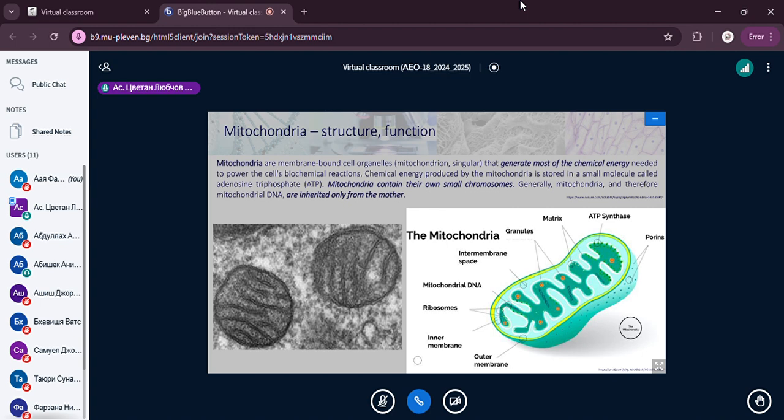The internal membrane, guys, is way bigger than the external one, as you're going to see here. That's why it has some curves or invaginations of the membrane, which we call cristae. On the cristae, we're going to notice a special enzyme called ATP synthase, guys.